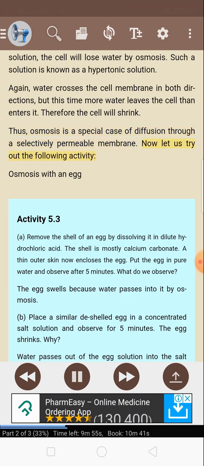Now let us try out the following activity. Osmosis with an egg. Activity 5.3. A. Remove the shell of an egg by dissolving it in dilute hydrochloric acid. The shell is mostly calcium carbonate. A thin outer skin now encloses the egg. Put the egg in pure water and observe after 5 minutes. What do we observe? The egg swells because water passes into it by osmosis.